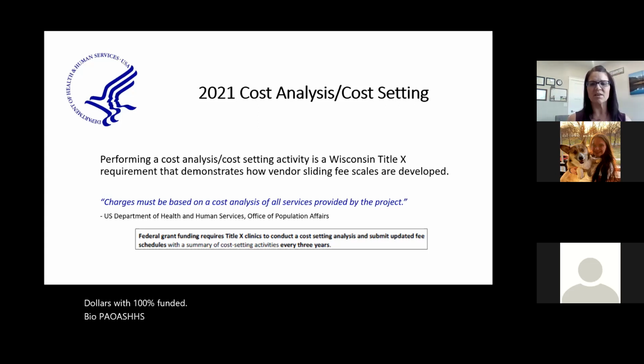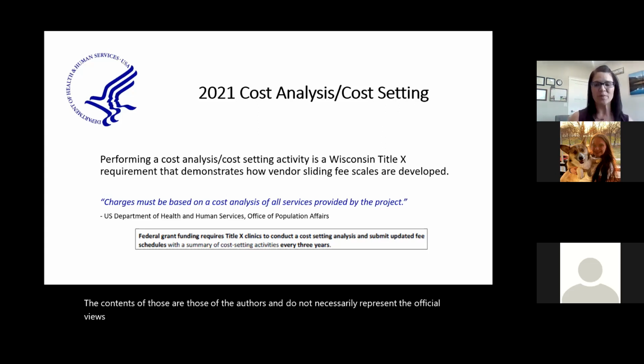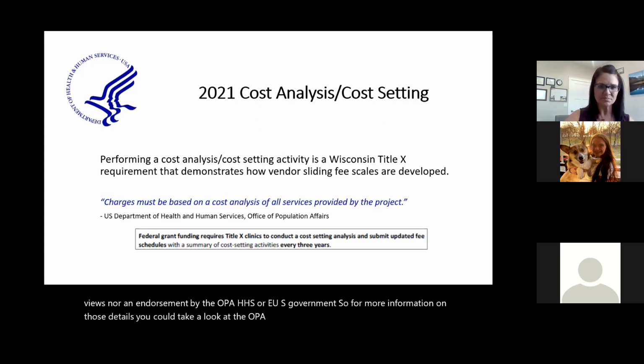The contents of those are those of the authors and do not necessarily represent the official views nor an endorsement by the OPA, OASH, HHS, or the US government. So for more information on those details, you could take a look at the opa.hhs.gov website.